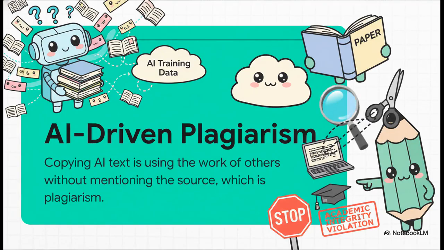So, AI-driven plagiarism can happen in 2 ways. First, there's the accidental kind. Because the AI is just mashing up text from its training data, it can accidentally spit out something that's already been published, and you'd never know. And then, there's the obvious one. If you just copy and paste what it gives you, you are knowingly using work that isn't yours without a citation. That's a classic clear-cut violation.